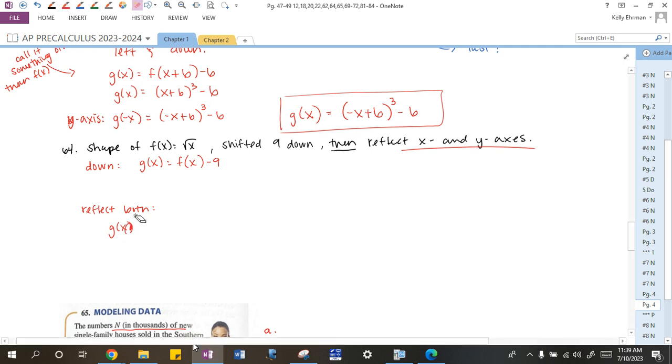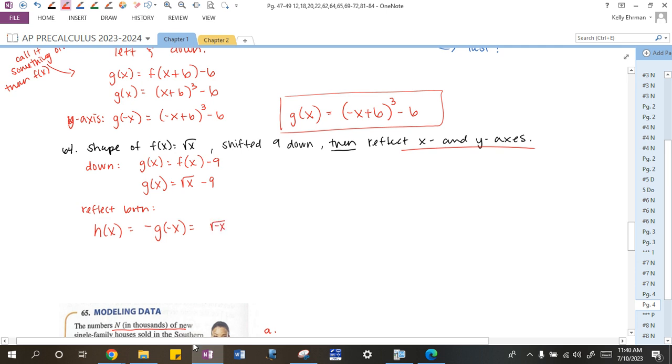I guess what it probably should be, my first one I was like, oh, that's bad notation. It should be like, create g of x. G of x is square root of x minus 9. Then create this h of x, which is negative g of negative x. Because you're trying to reflect across both the x and the y-axis. G of negative x, start there.